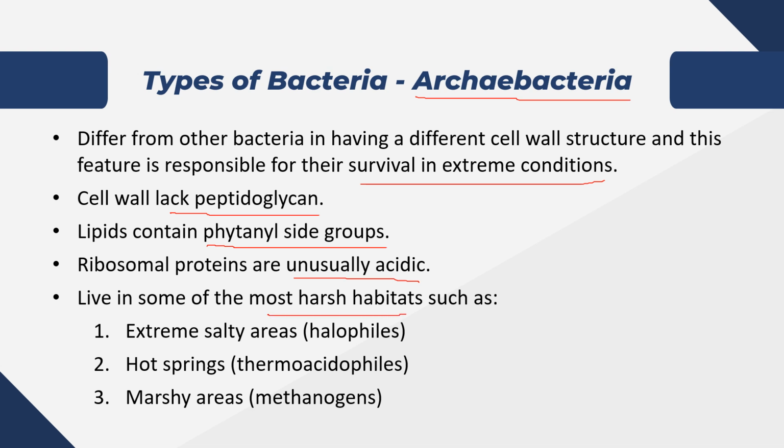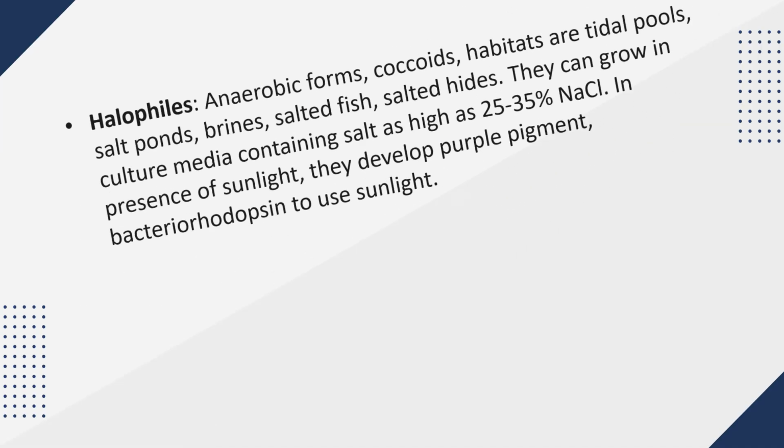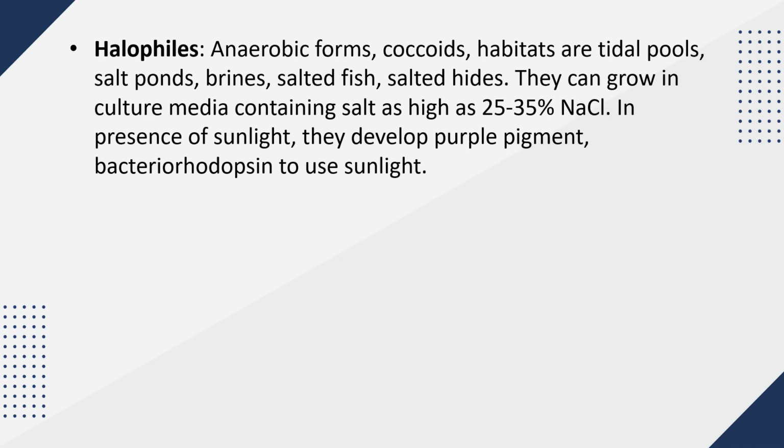For example, the Archaebacteria thriving in extremely salty areas are known as halophiles. Those that can survive in hot springs are thermoacidophiles, and there are some Archaebacteria that are found in marshy areas, known as methanogens. Halophiles are anaerobic coccoids. Wherever they are found, the habitat is rich in salt. And under culture conditions, they can be grown at salt concentrations as high as 25 to 35%.